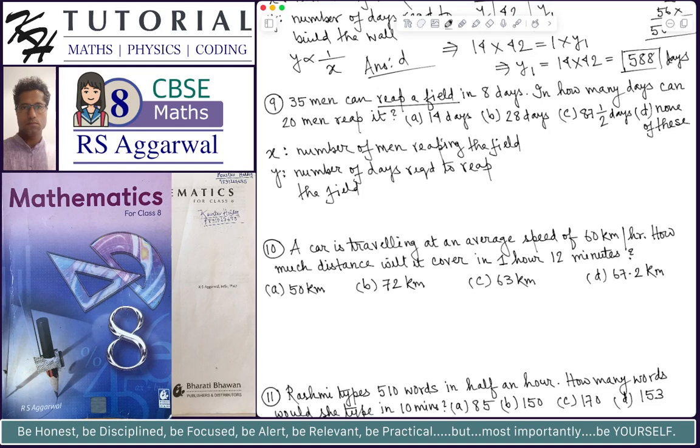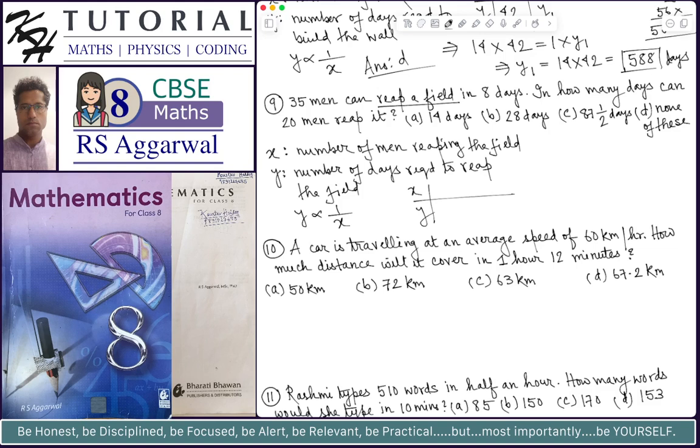Then we can say that y will be inversely proportional to x. That is, the number of days will be more if there are fewer men, and the number of days will be less if there are more men. Okay, so let's create the table of x and y.